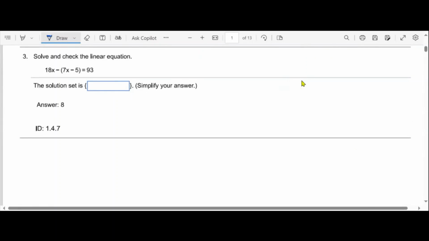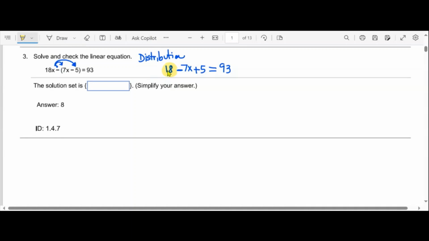Okay. Number 3. Solve and check the linear equation: 18x minus (7x minus 5) equals 93. First of all, we have 7x minus 5 in the bracket. So you have to distribute the negative first. So you're going to get 18x minus 7x plus 5. So the first thing is distribution of the negative, equal 93. Then after that, you combine like terms.